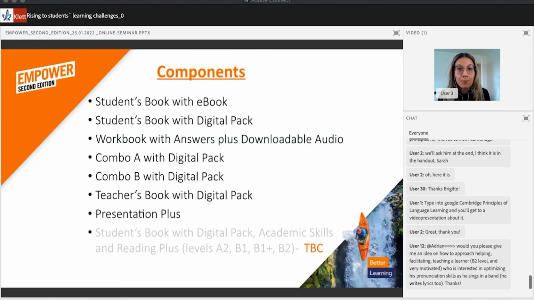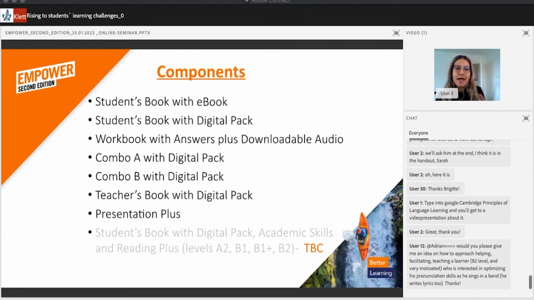The components. So the components are these ones. We have the two versions of the student's book. We have the workbook with answers, the combo, which means that the book and the workbook are put together. So you have the first half of the student's book and the workbook in one book, and then the second half of the student's book and workbook in another book.